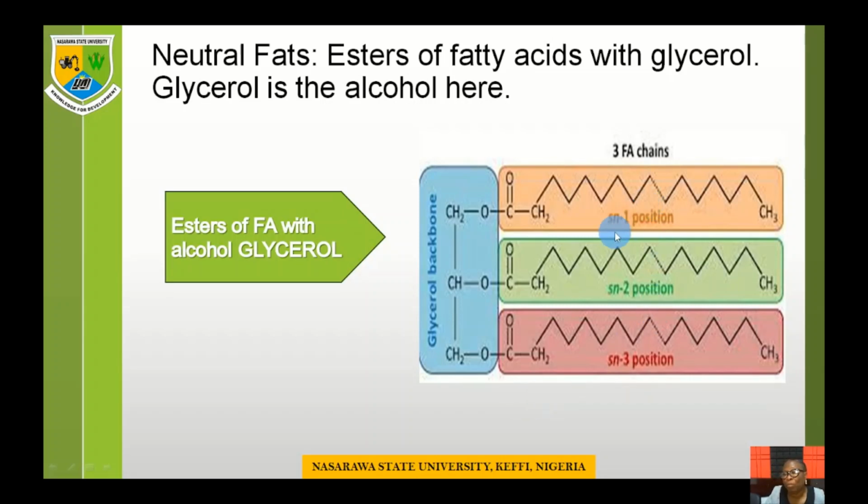Tri means you have 3. Fatty acids are known as acyl. Triacyl, then glycerol. If it is in the first and second position only, that will be a diacyl. If the fatty acid is esterified to one position, it's called monoacyl glycerol. So this here is a neutral fat, the ester of fatty acid with glycerol.